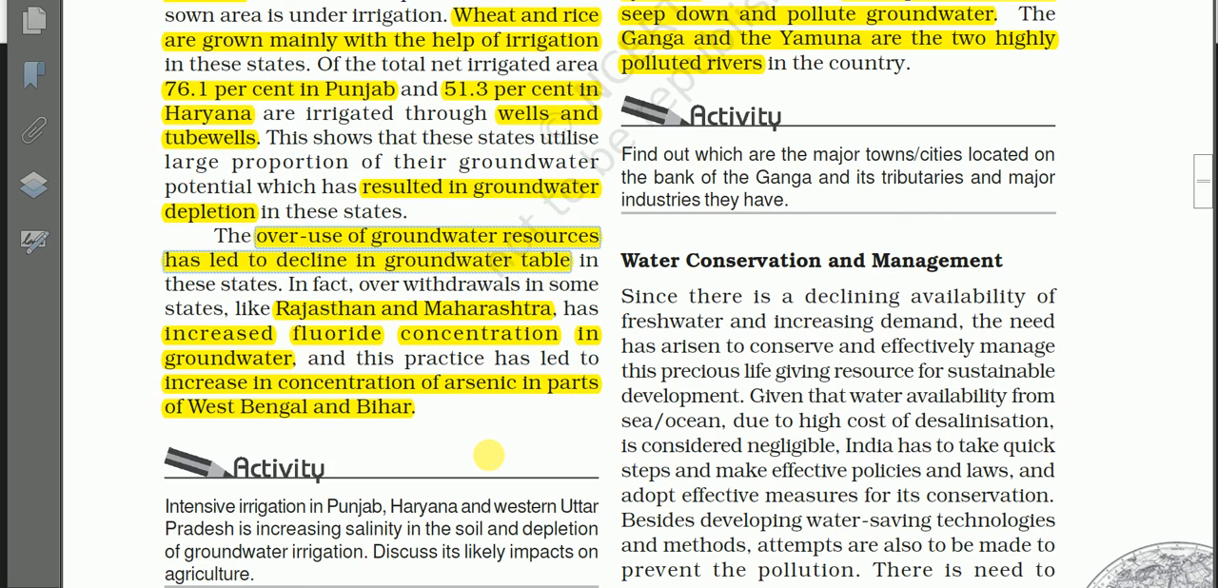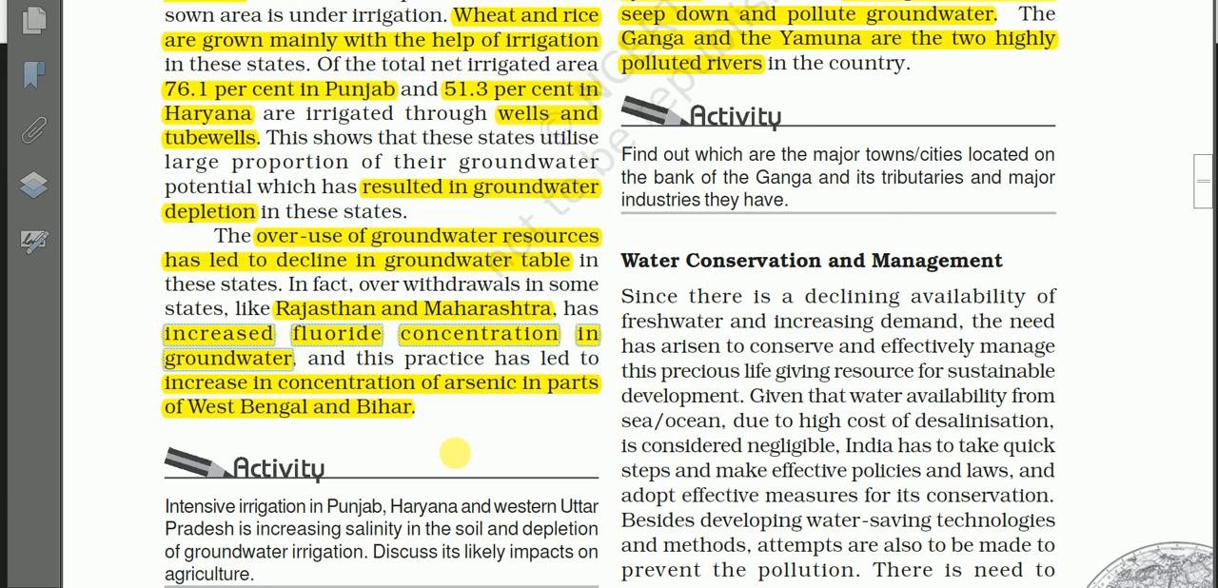And because of that we are facing some problems. In fact, over withdrawals in some states like Rajasthan and Maharashtra has increased fluoride concentration in groundwater. So because of overutilization, over withdrawal of groundwater in the states of Rajasthan and Maharashtra, there has been an increase in the fluoride concentration in the groundwater.